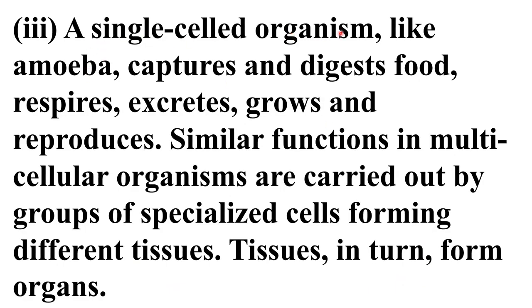A single cell organism like amoeba captures and digests food, respires, excretes, grows and reproduces. Similar functions in multicellular organisms are carried out by groups of specialized cells forming different tissues. Tissues in turn form organs. So a single cell does everything by itself, while multicellular organisms have different specialized cells for different functions, forming tissues, and tissues form the organ.